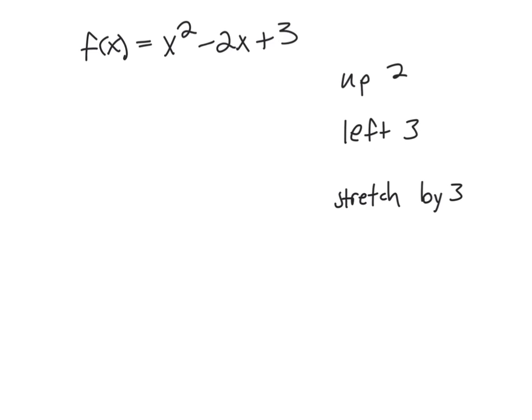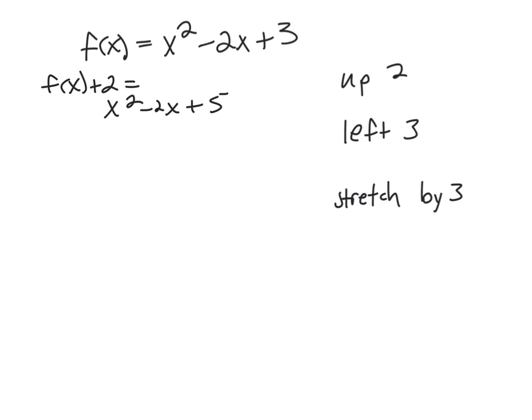So let's look at an example algebraically and see how I could transform this function, x squared minus 2x plus 3. Well, if we want to move it up 2, all we're going to do is add 2 to it. So now we're going to have x squared minus 2x plus 5.